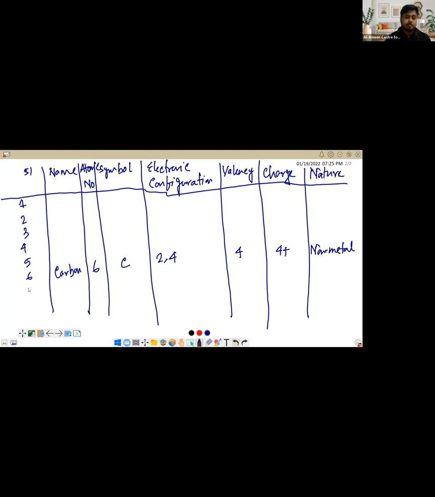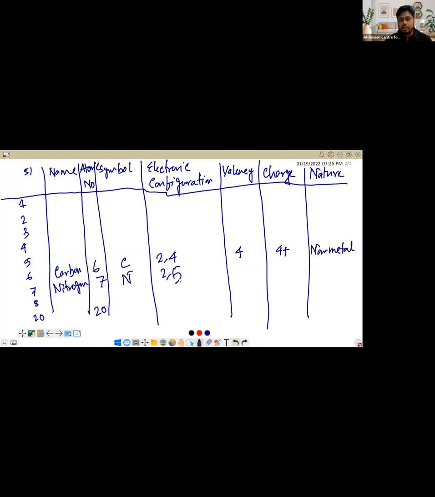By this way, please continue at your home up to 20. How can it be non-metal? See, that's why I have chosen carbon. After carbon, the next atom will be nitrogen. It's a 7, and we are writing nitrogen, 2 and 5.